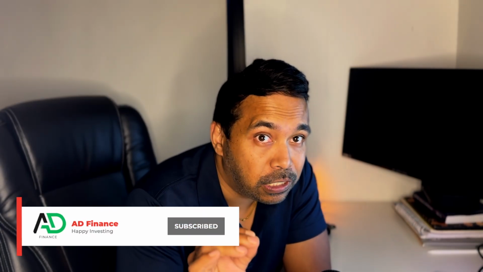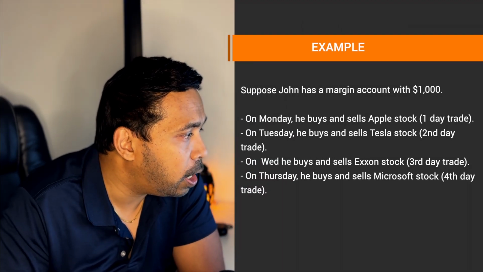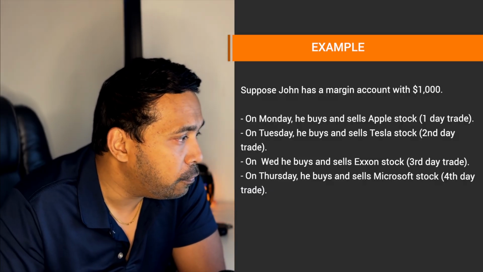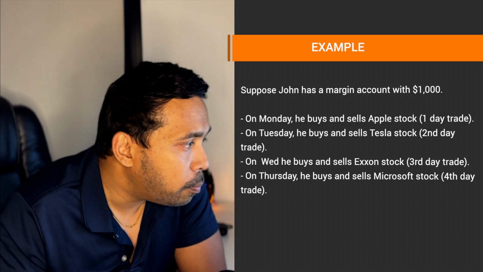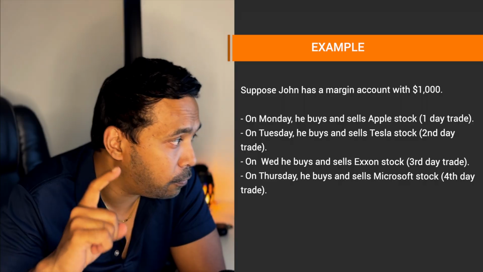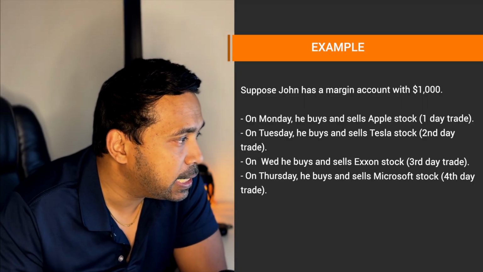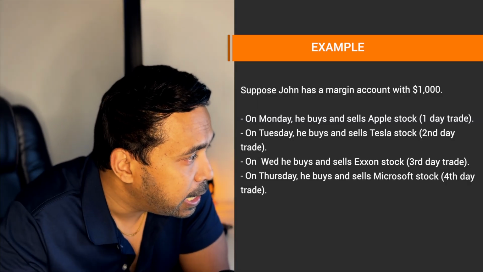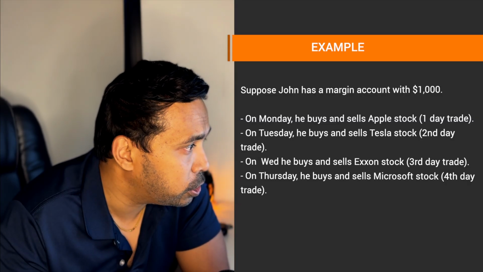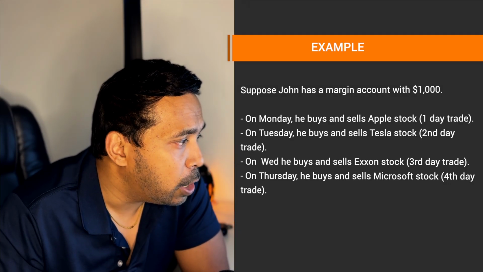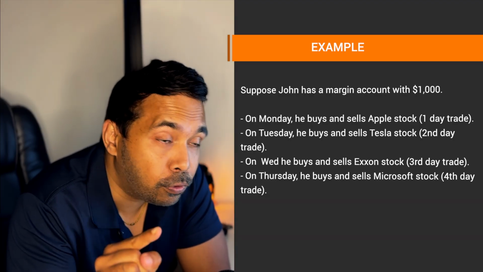If that sounds a bit confusing, let me explain with an example. Let's say John has a margin account with $1,000, and on Monday he buys and sells Apple stock. That will be counted as a 1-day trade. On Tuesday he buys and sells Tesla stock, and that's the 2nd day trade. On Wednesday he buys and sells, let's say, Exxon stock, and that's the 3rd day trade. On Thursday he buys and sells Microsoft stock, that's the 4th day trade.